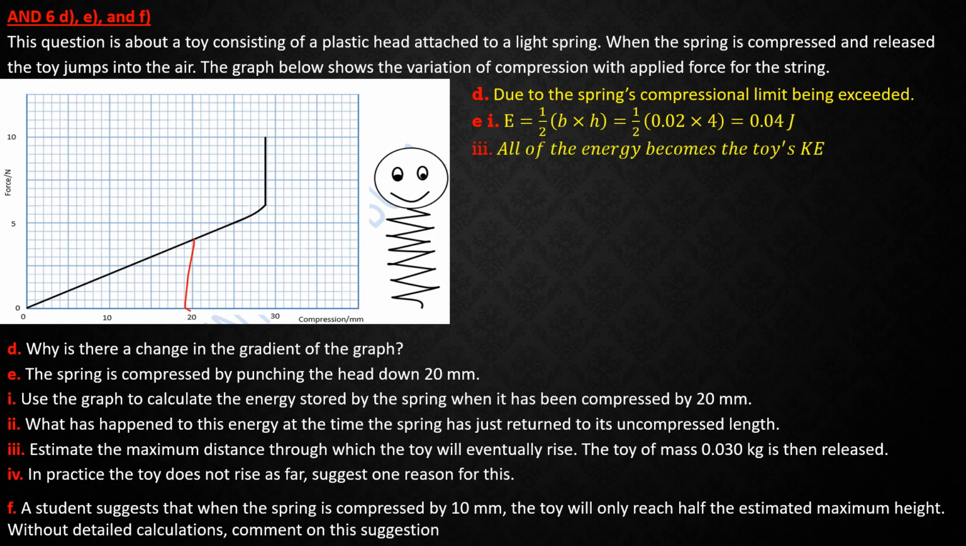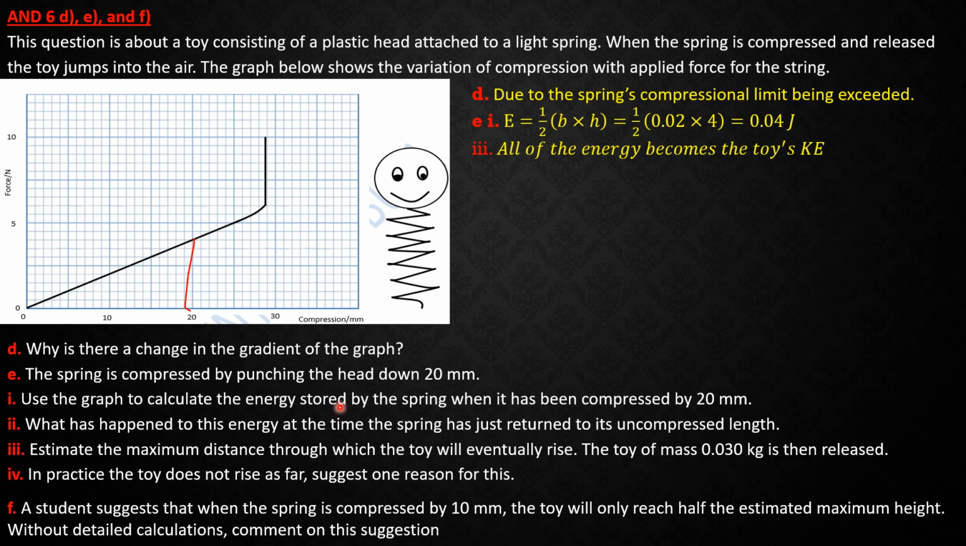And the next part, Roman 3, says, estimate the maximum distance through which the toy will eventually rise. The toy mass is then released. Okay, so the maximum height through which the toy will eventually rise, is that Roman 3? Oh no, I've skipped Roman 2. What has happened to this energy at the time the spring has just returned to its uncompressed length?